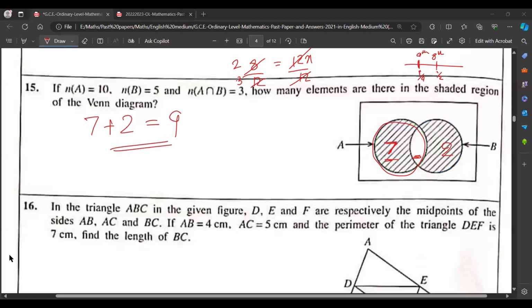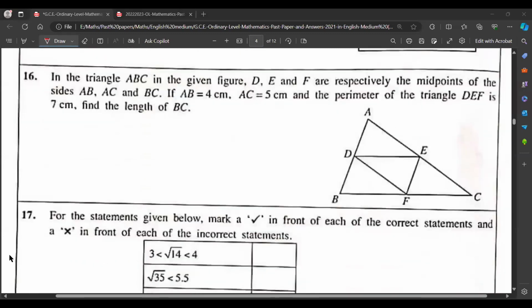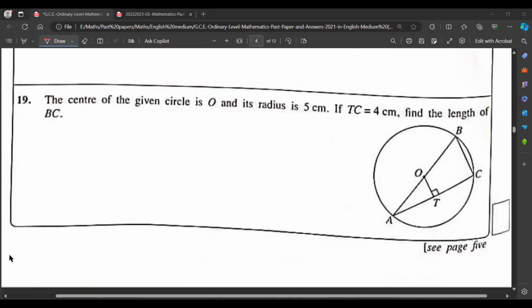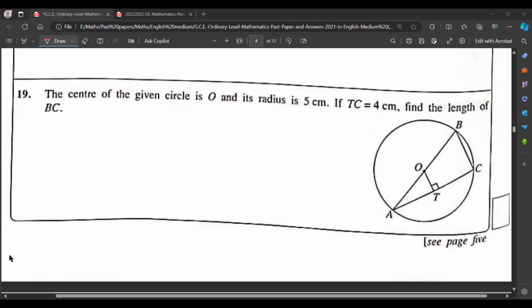Shaded area should be 9. Okay. I don't do all of this question. If I take this one, the 19th question, look at it.